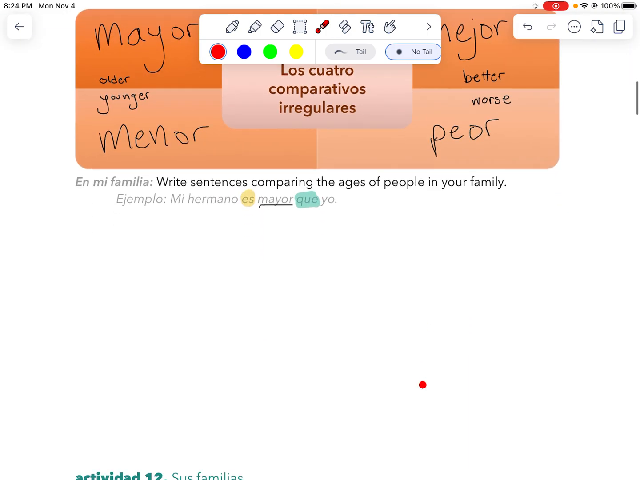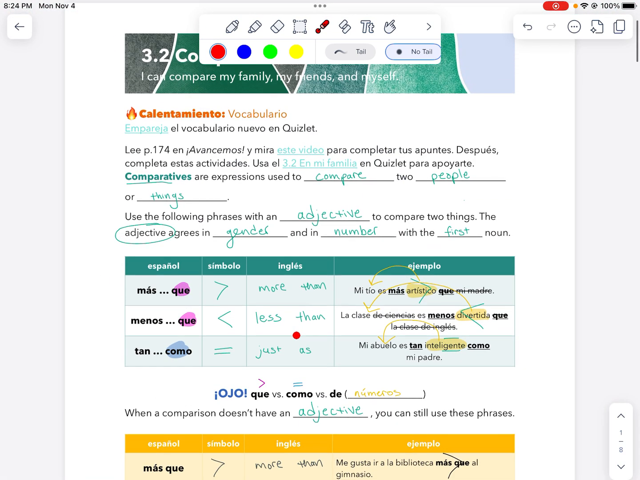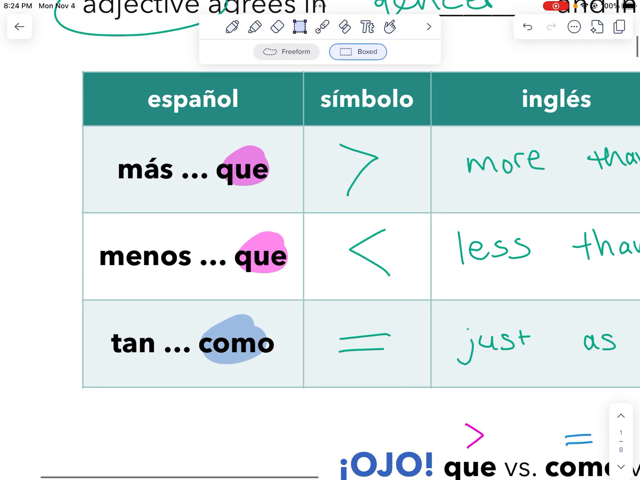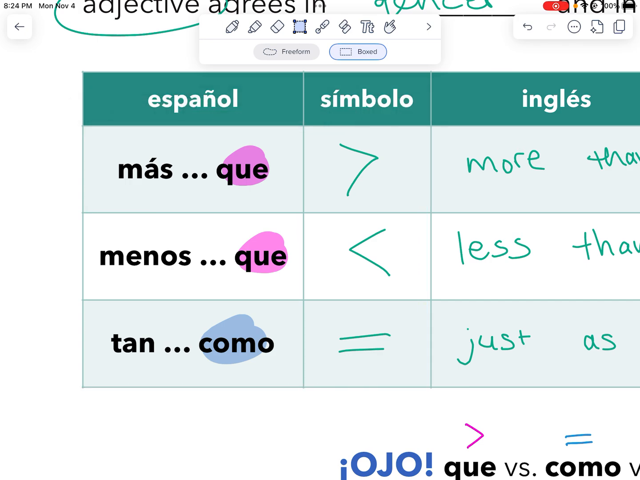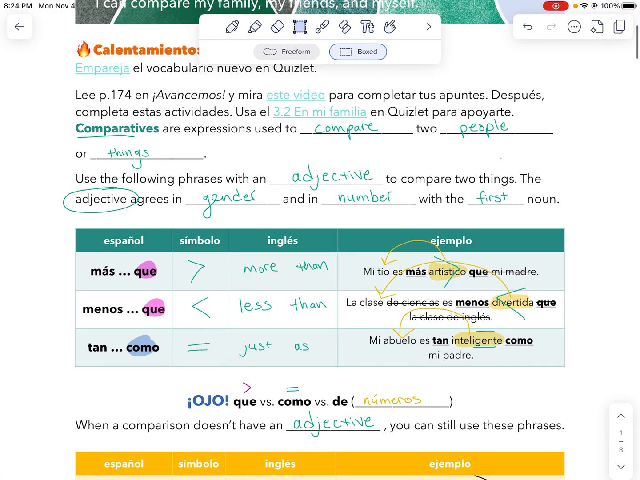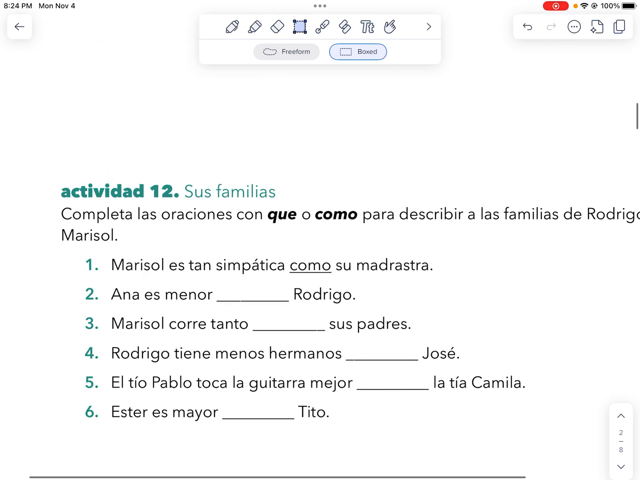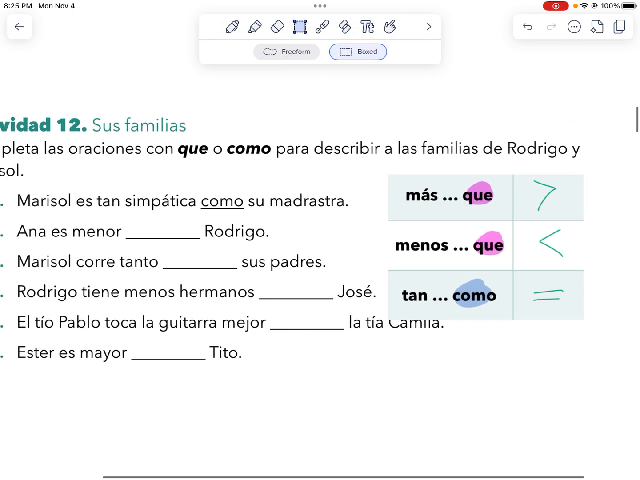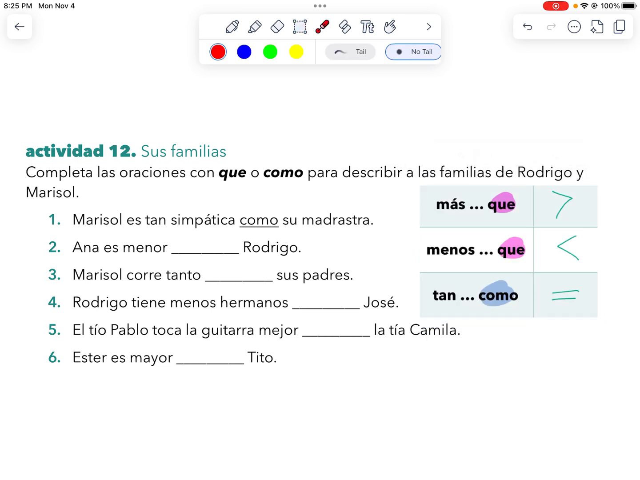Good job, friends. Remember, irregular is que and equal is como. Or you can maybe copy this chart because you'll need it. Actividad 12. That's where we are. Aquí completa las oraciones con que o como para describir las familias de Rodrigo y Marisol.